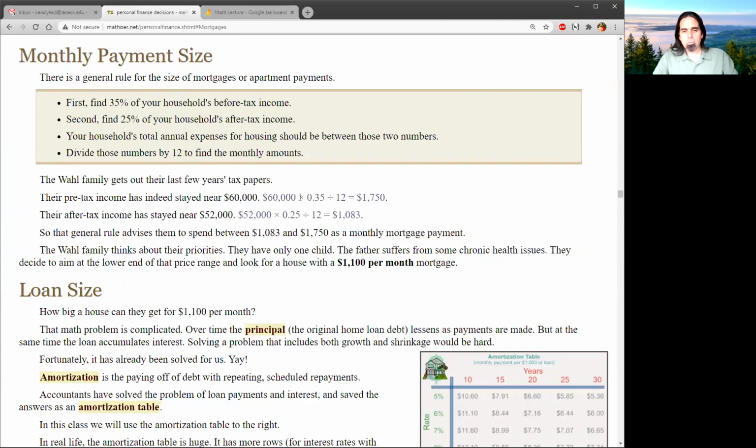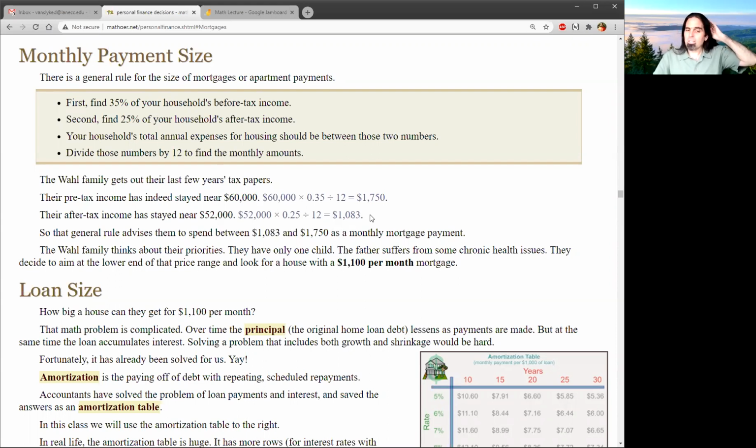So they took the 60,000, multiplied it by the 0.35. They got something big, divided by 12, and got 1,750. Second step, their after-tax income. Well, they paid about 8,000 in taxes, so their after-tax income is about 52,000. They wanted to find 25% of that. So again, the "of" becomes multiply, times 0.25. They got a big number, divided by 12, and you get $1,083.